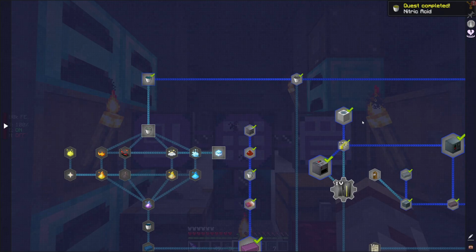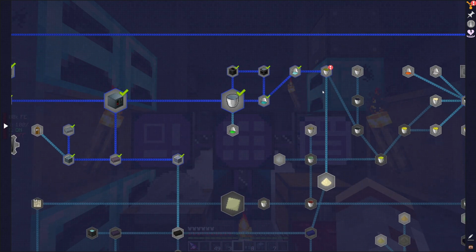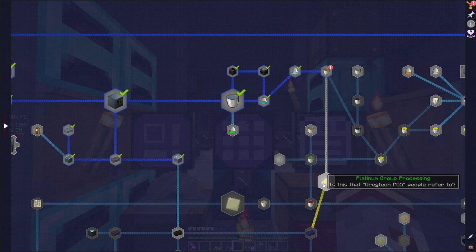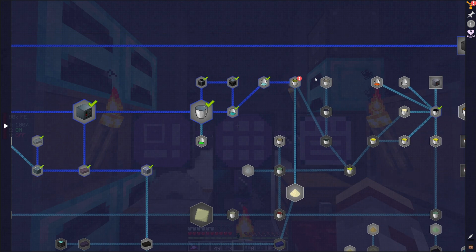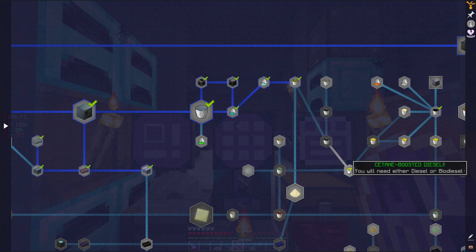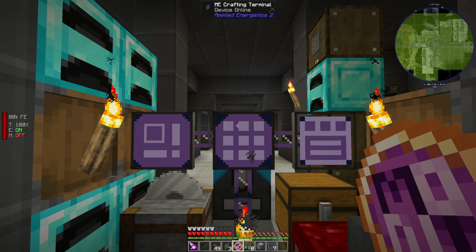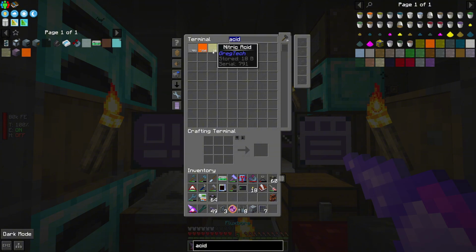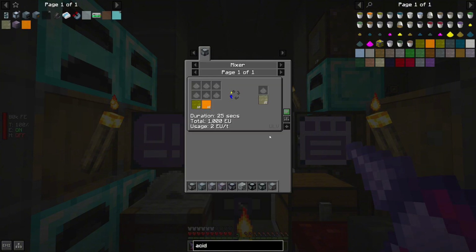Okay, so now with the nitric acid quest done, that opens up all of these quests. We're going to need to get into platinum group processing soon, but all in good time. And that leads over to cetane boosted diesel. There we go. Words are hard. All right. Now, nitration mixture.